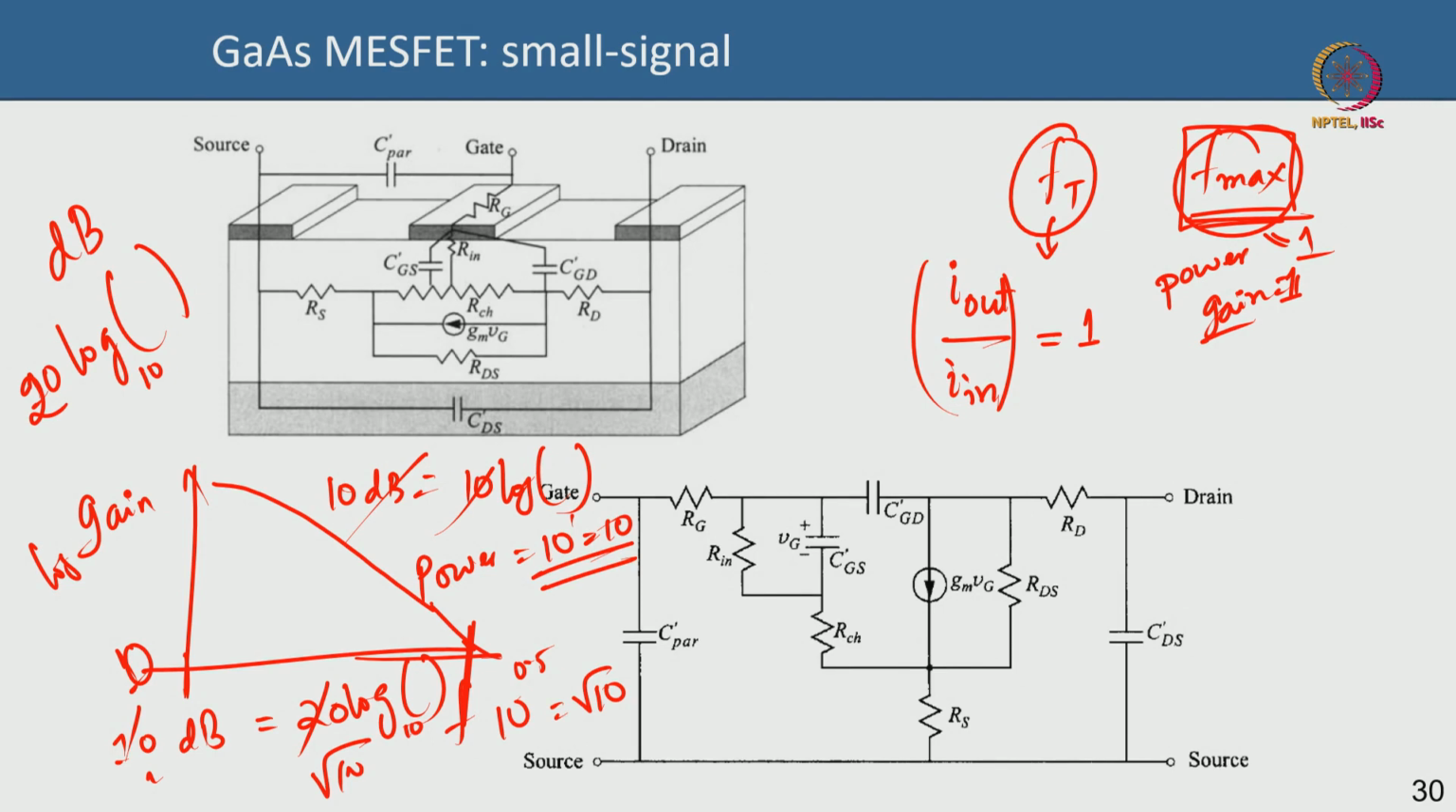So Ft is where current gain is 1, Fmax is the frequency where the power gain is 1. Ft is more straightforward to analyze, Fmax is a little bit more convoluted and complicated to understand, but nevertheless we will go through that. If you talk in a very simplistic way about the current gain cutoff frequency, using a small signal model, it could be any transistor: HEMT, MOSFET, FET, MESFET etc.